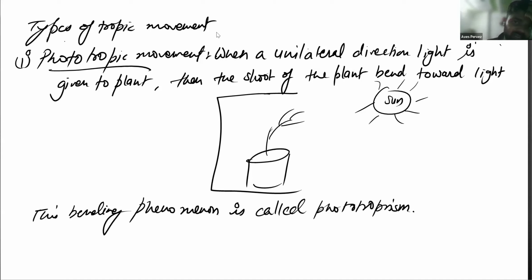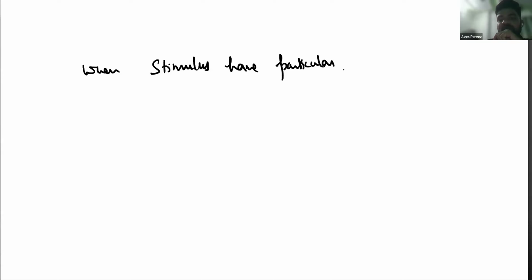Tropic movements, the types of tropic movements. Okay, then what is tropic movement? First of all, let me explain again. Stimulus have a particular direction. When the stimulus has a particular direction, the plant responds in that direction or opposite to that direction. The plant starts showing movement towards the direction. There should be a special movement, either bending of roots or stems or anything, towards that particular direction. That type of movement is called tropic movement.